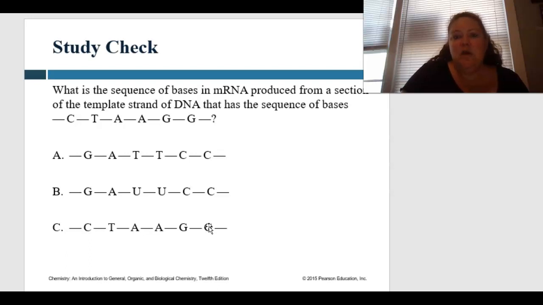So let's practice. What is the sequence of bases in messenger RNA that's produced from a section of the template strand DNA that has the sequence of bases shown? Okay, so pause me, think about it, and then come back.